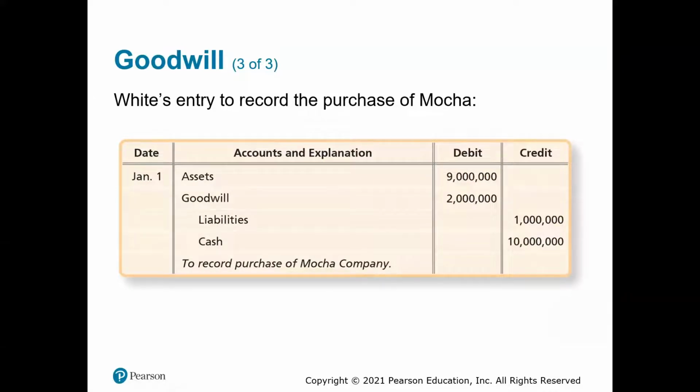So the entry to record the purchase of Mocha creates goodwill with a debit of $2 million. Asset is debited for 9, goodwill is debited for 2, liabilities is credited for 1, and cash is credited for $10.